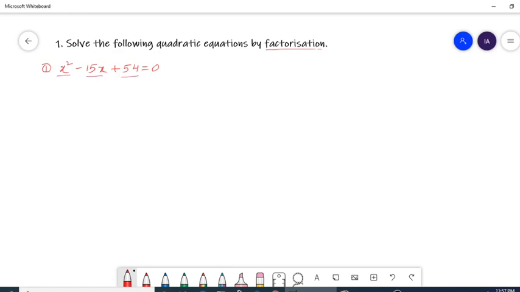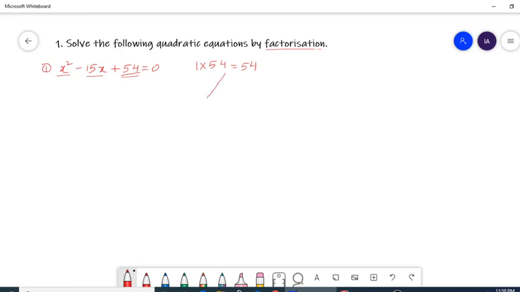I'll take the coefficient of the first term and the coefficient of the third term, and find the product of them. In my equation, the first term is x square, so there is no visible coefficient. So I can consider 1 over there. So this x square has coefficient 1. Now I'll multiply by the coefficient of the third term, which is 54. So 1 into 54 will become 54. So this is the product of the coefficients of the first and third terms, that is 54.